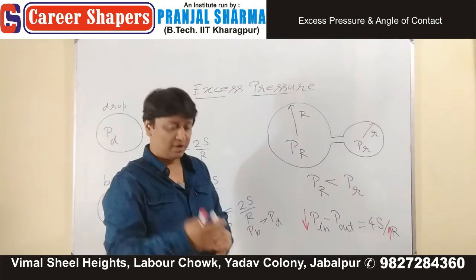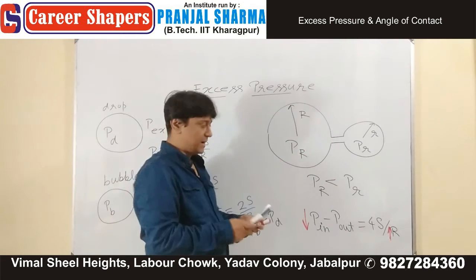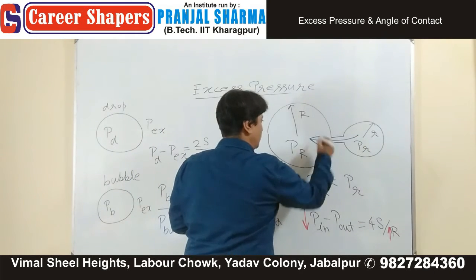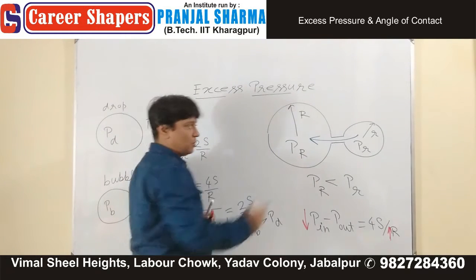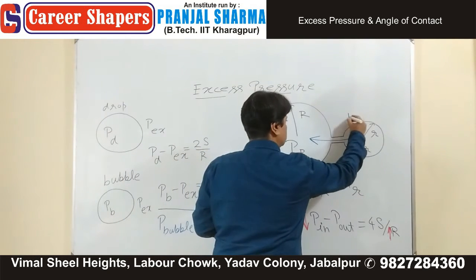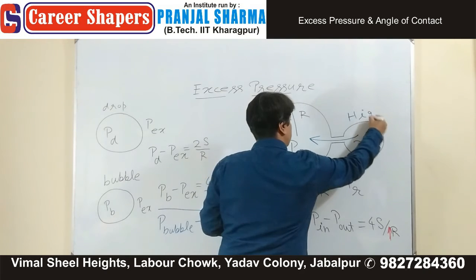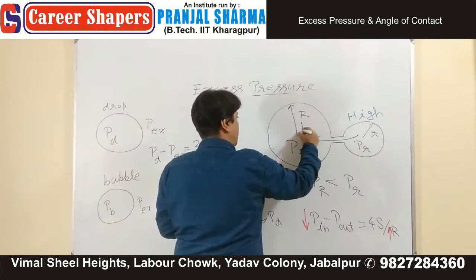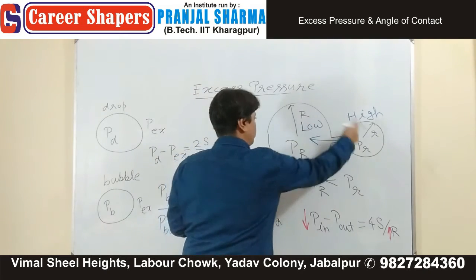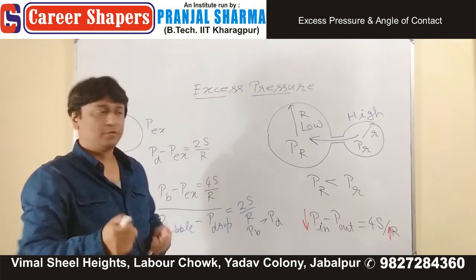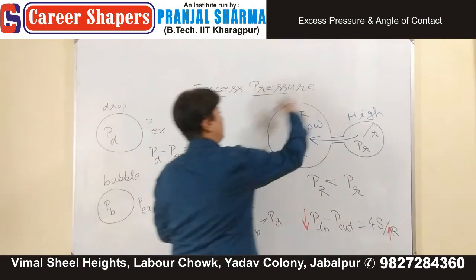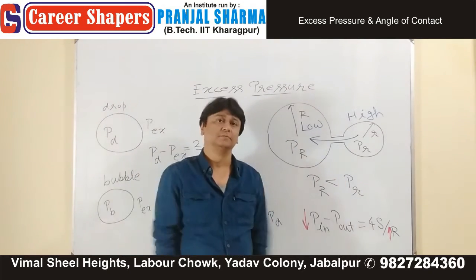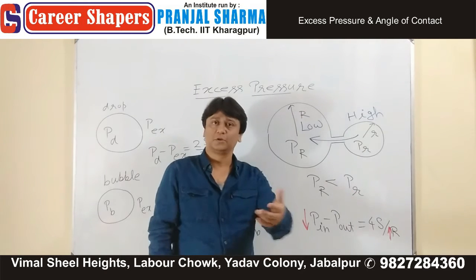So draw a separate trigger. The moment you connect these two, flow of air will be like this. From high pressure zone, you can write like this, high. Inside pressure, high. From high, air is going to move to low, and therefore size of larger one is going to increase.